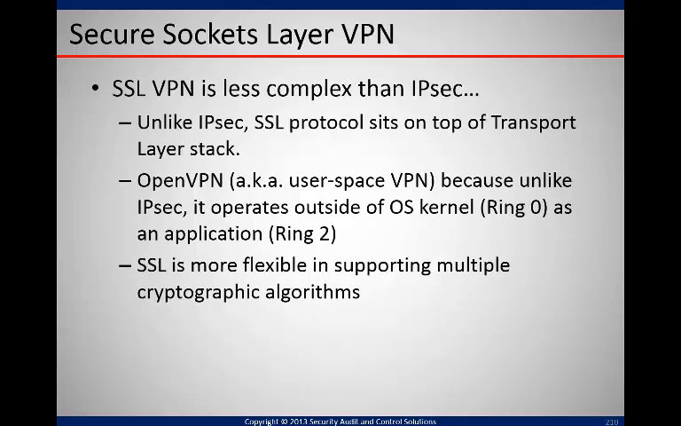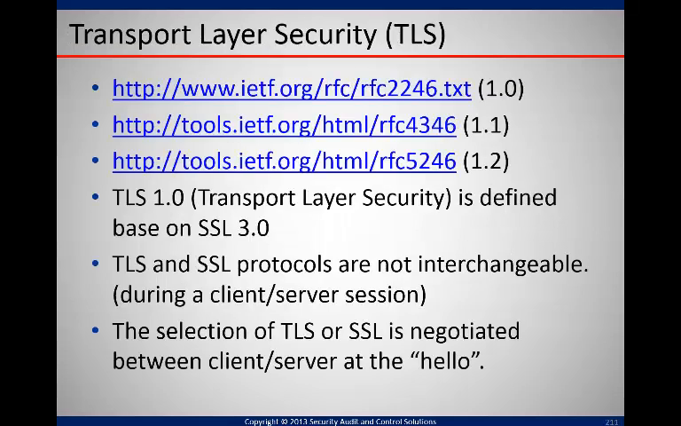Now, a Secure Sockets Layer VPN, such as SSL VPN, is just less complex than IPsec. Unlike IPsec, the SSL protocol sits on top of the transport layer stack. This means that OpenVPN, also known as user space VPN, unlike IPsec, operates outside of the operating system kernel, which is ring 0, as an application at ring 2. SSL is more flexible in supporting multiple cryptographic algorithms.